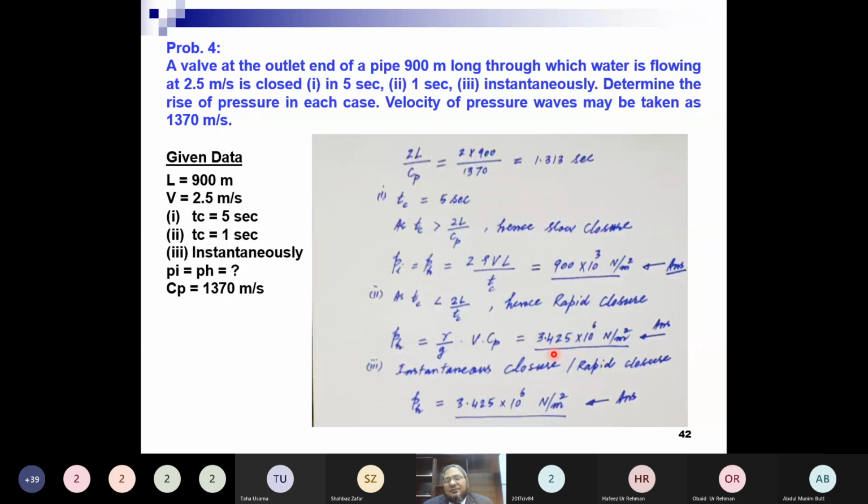So roughly, how many times has the dynamic pressure in the pipe increased due to rapid closure? Roughly, how much? Four times, 3.4 times, right? If we divide by 0.9, the answer will be 3.8. So 3.8, roughly 4, that is four times.